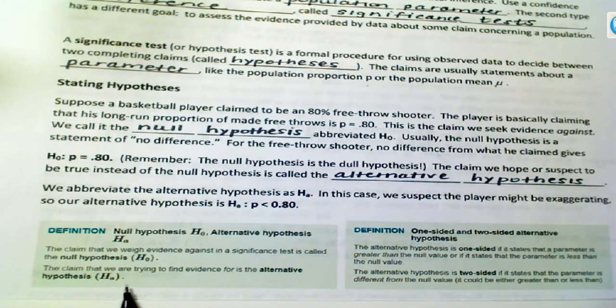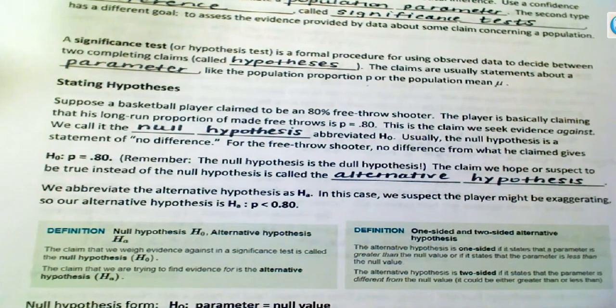When you have these hypotheses, you have a couple of different choices. You could have a one-sided or a two-sided alternative. The alternative is one-sided if it states that the parameter is greater than the null value or less than the null value. But the alternative is two-sided if it says the parameter is different from, or not equal to, the null value. So if it's greater than or less than, it's one-sided, and if it's not equal, it's considered two-sided.